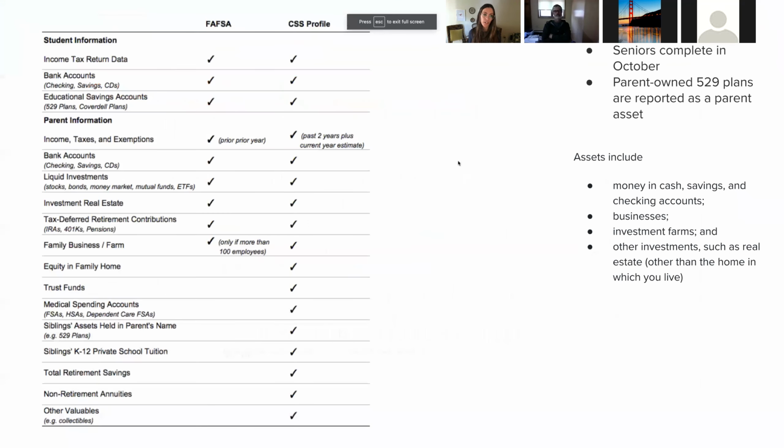So let me show you the difference between what's asked on the CSS and the FAFSA, because this comes up a lot. The FAFSA is going to look at your income tax data, tax return data from 2 years prior. This is important: 2 years prior to when the student starts school. So for seniors currently, it's income information from 2020, because they're going to be starting college in the fall of 2022. So you're going to be reporting data from your 2020 year.